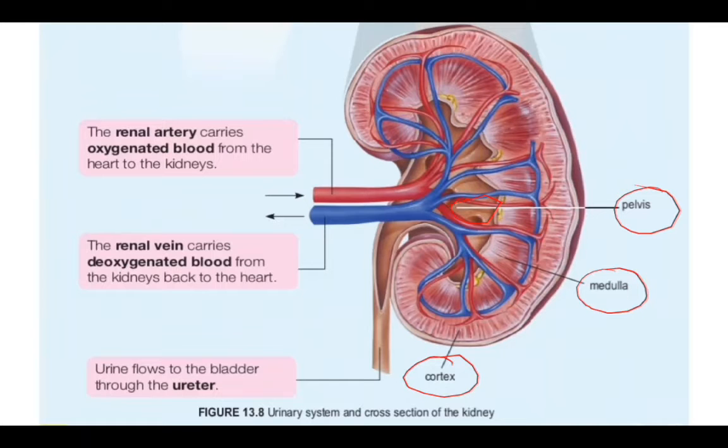So this is the urinary system and cross sections of kidneys. Here the red one is the renal artery, which carries oxygenated blood from the heart to the kidneys. And here the blue one is the renal vein, which carries the deoxygenated blood from the kidney back to the heart. And here is the ureter. The urine produced will flow to the bladder through the ureter.